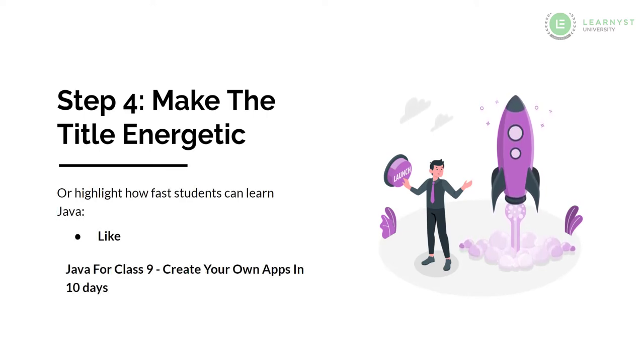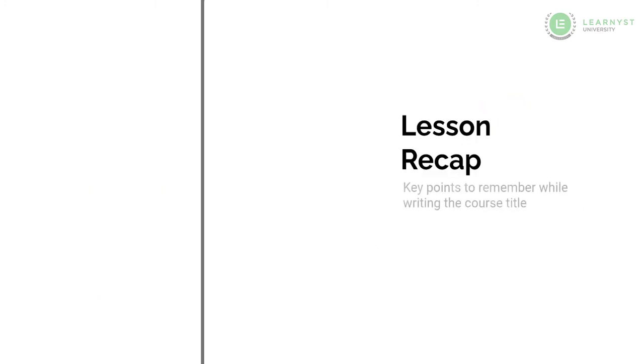With this, your title would look something like Java for class 9, create your own apps in 10 days. As always, don't bluff it if your course isn't going to help students get that 100% marks, or if you're not going to teach them how to create their own apps. The idea is to tell your students what the course will give them as clearly as you can using simple yet powerful trigger words. So with that said, let us recap our lesson points.